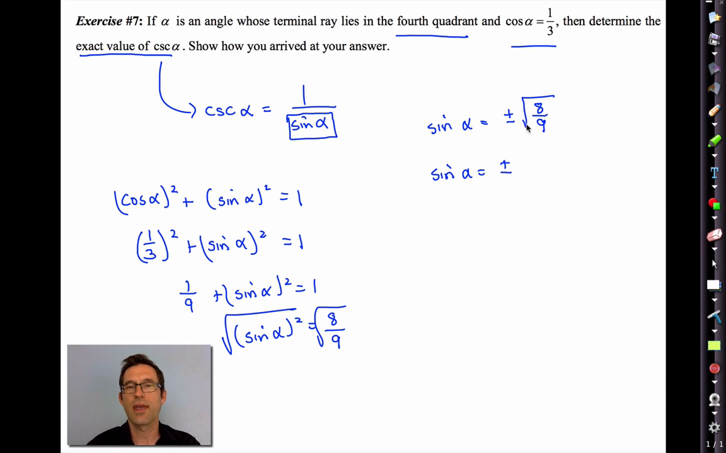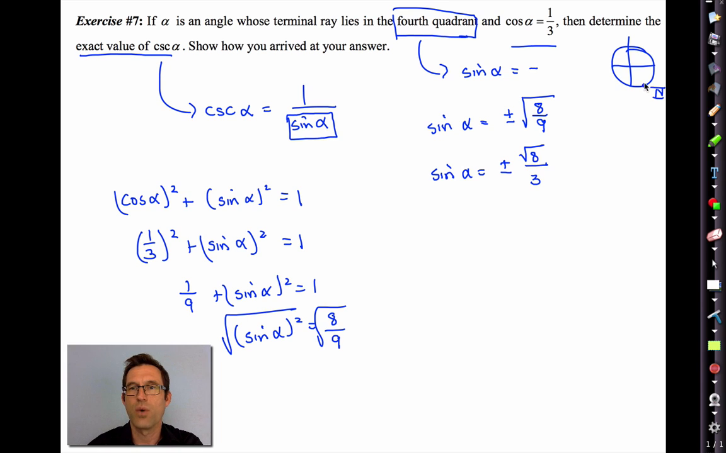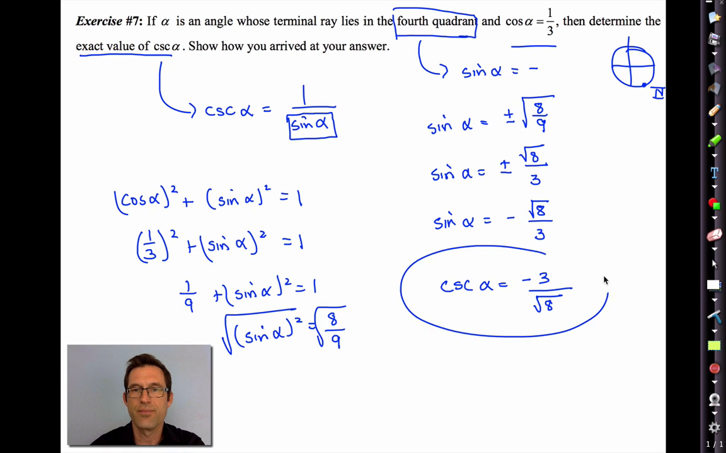Now remember, square roots can distribute over division. So I'll leave the square root of 8 as the square root of 8, but I'll make the square root of 9 into 3. Now it's got to be either plus or minus. Which one is it? Well, we're in the 4th quadrant, and in the 4th quadrant, the sine of any angle is negative, right? Fourth quadrant, down here, sine's the y coordinate, y is negative. So sine of alpha is actually negative root 8 divided by 3, which means the cosecant of alpha, which is its reciprocal, is negative 3 divided by the square root of 8.